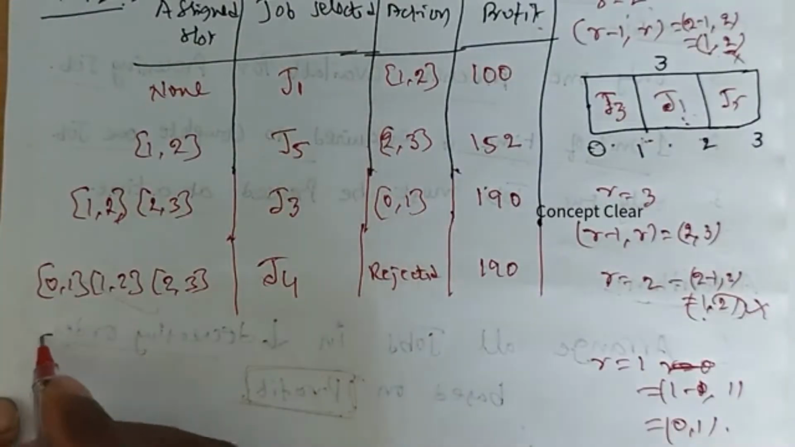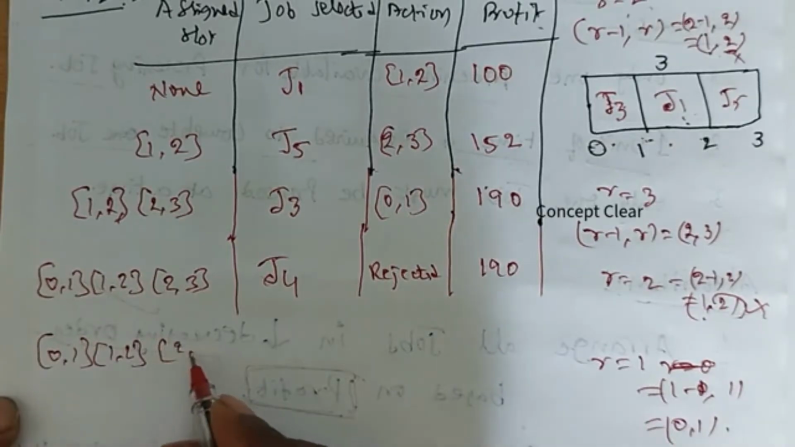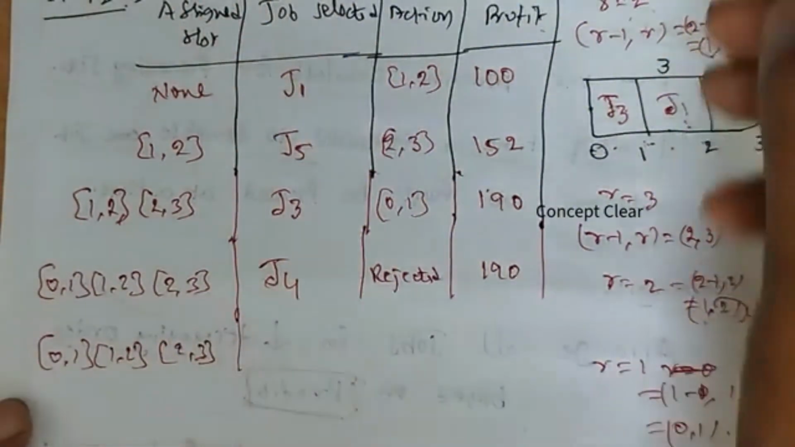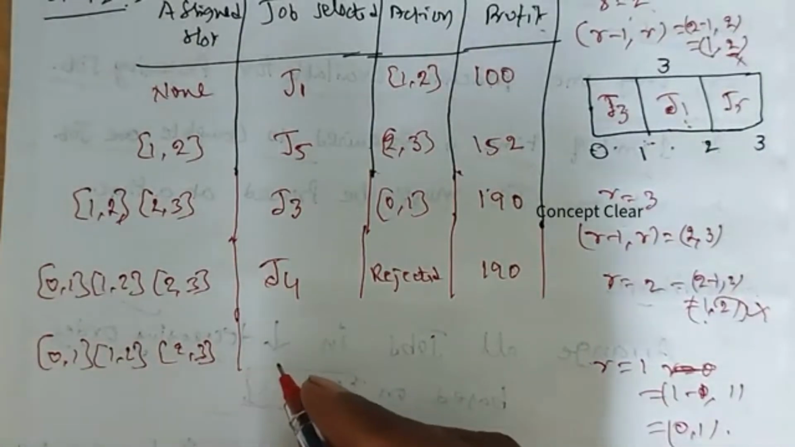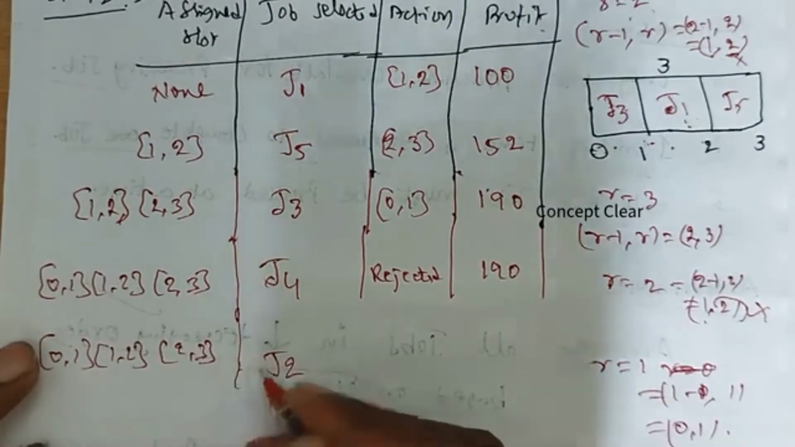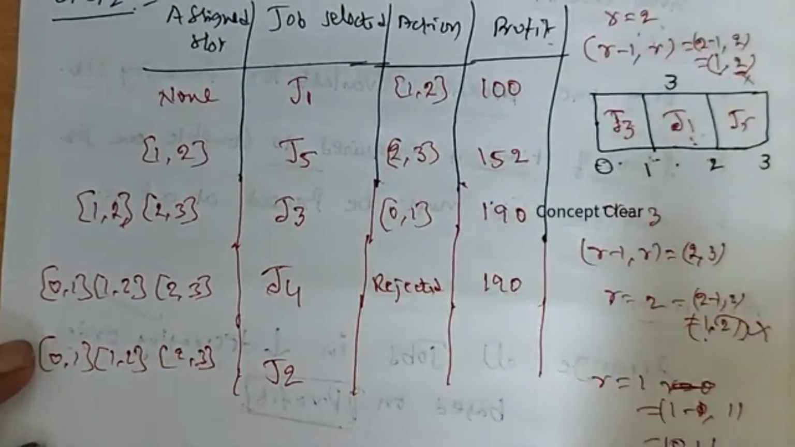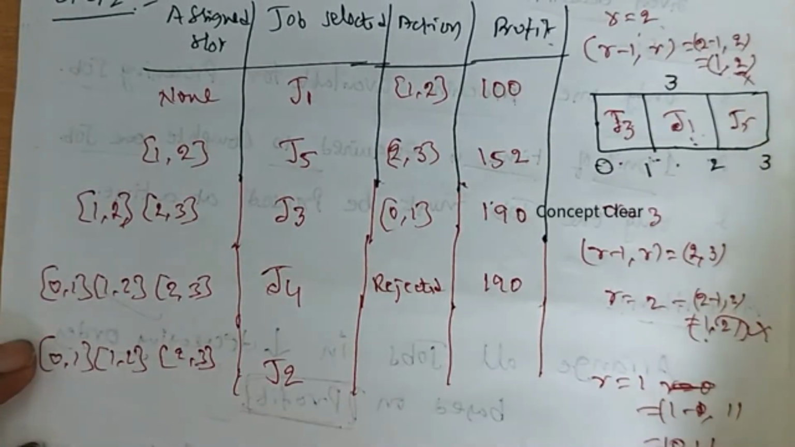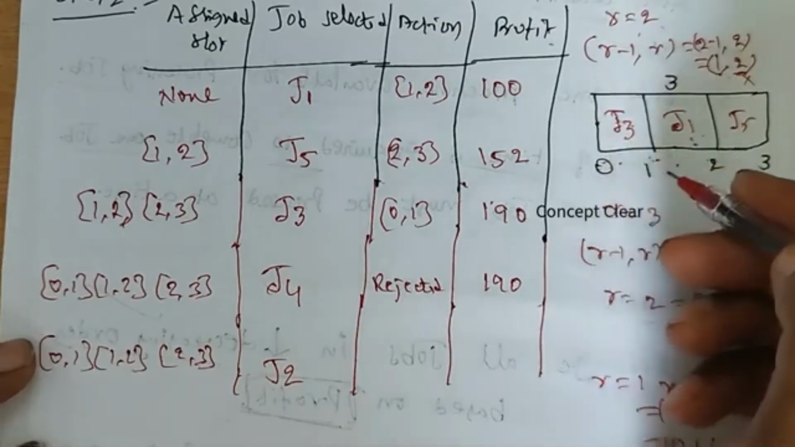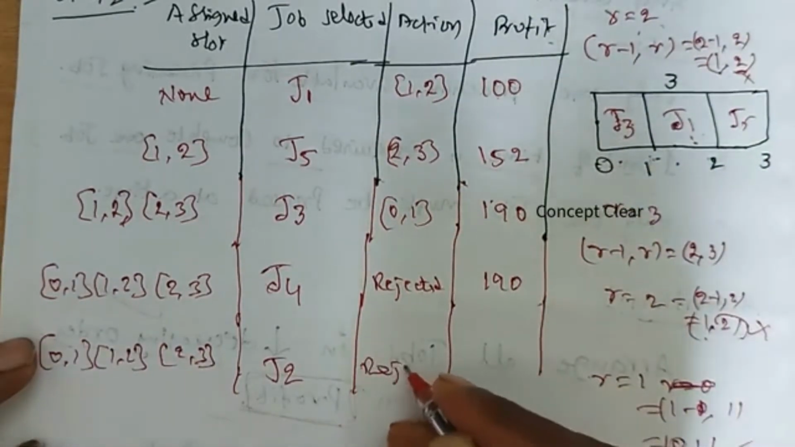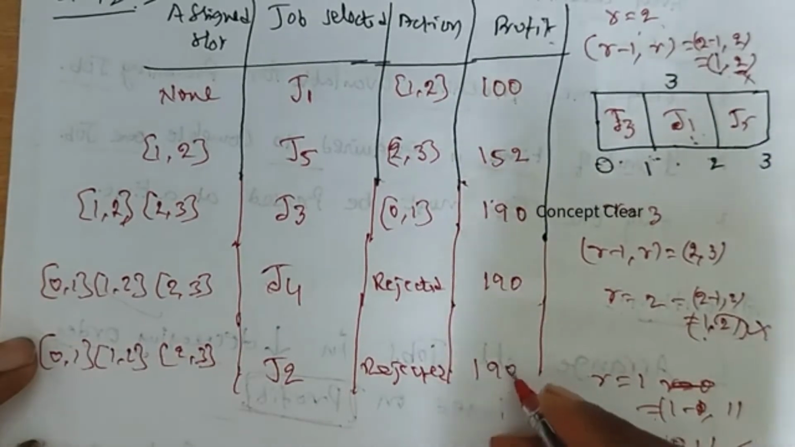The assigned slots are 0 comma 1, 1 comma 2, 2 comma 3. Now what about the last job? The last job is J2. The deadline is 1, so R equals 1. As before, the 0 comma 1 slot is already filled, so it is also rejected. The previous profit is 190.